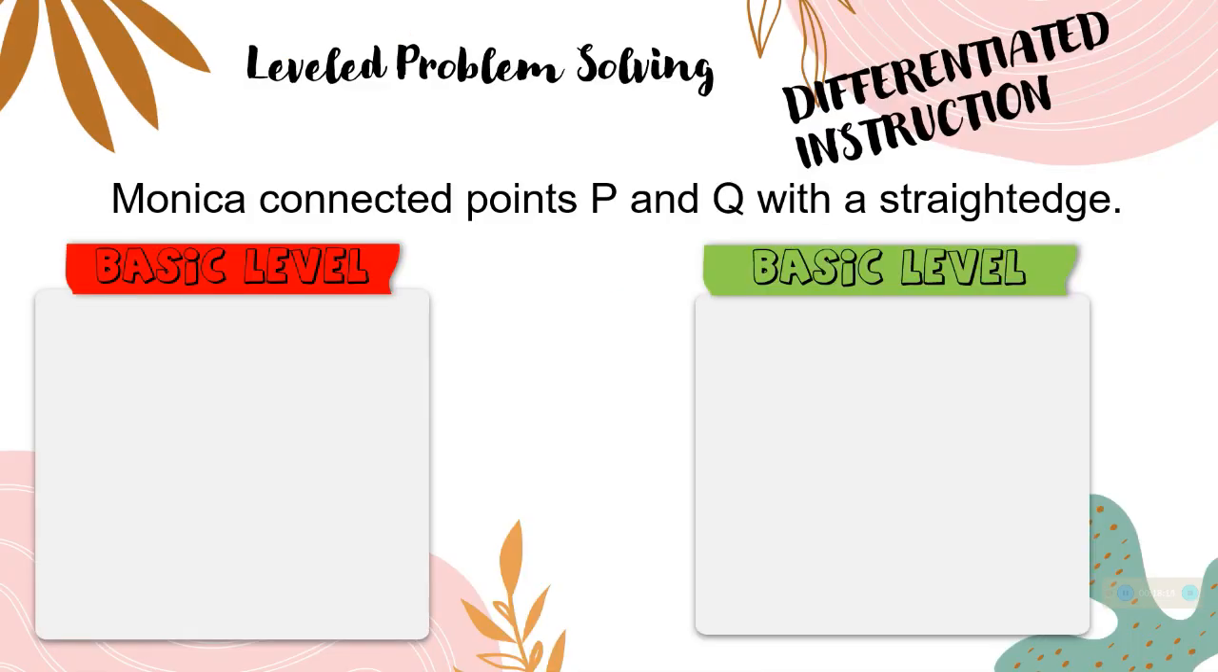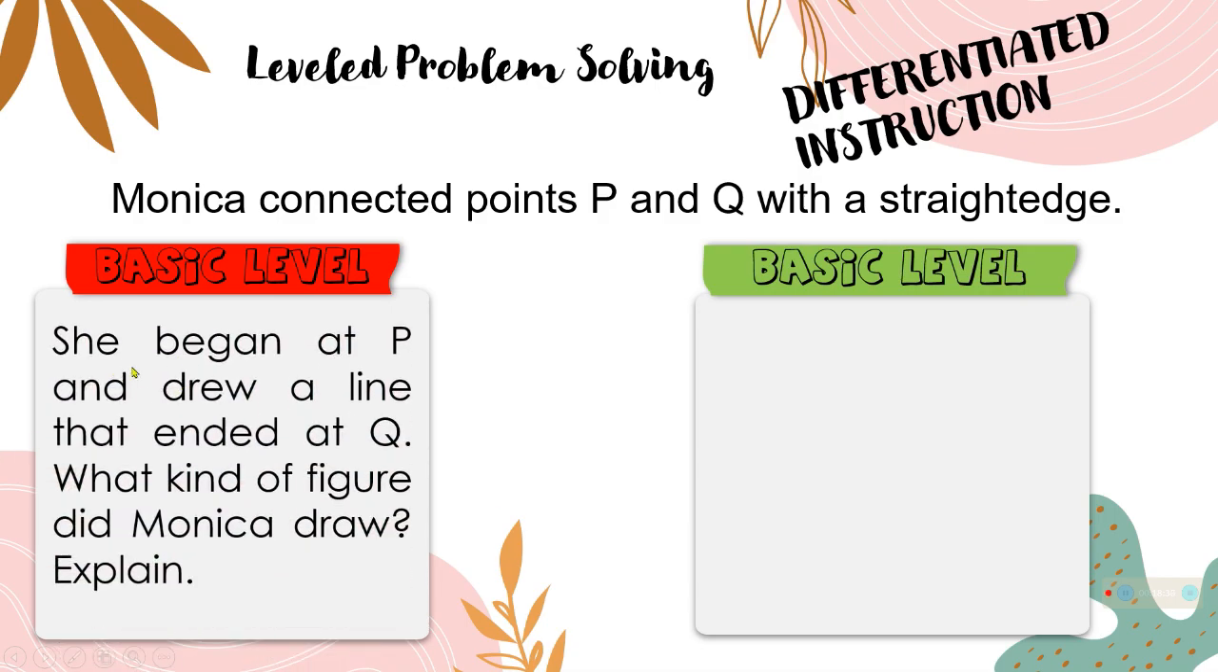Let's take, for example, that you already have your 5 minutes. So let's continue. Let us apply leveled problem solving, so that we have differentiated instruction. I have here the given situation. Monica connected points P and Q with a straight edge, or a ruler, or something with a straight edge. For the basic level, she began at P and drew a line that ended at Q. What kind of figure did Monica draw? Explain. What do you think is the figure that was drawn by Monica?